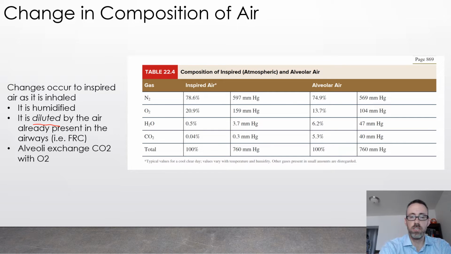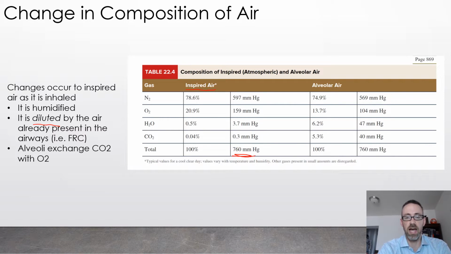So let's take a look at this chart over here. This is showing you inspired air from the atmosphere, and it has the same percentage breakdown that we talked about, right? About 79% nitrogen, 21% oxygen, and so on, for a total of 760 millimeters of mercury. That 760 millimeters of mercury is not going to change, okay? So the pressure stays the same all the way down to the alveoli, but the mixture and the content of that air will change because of the addition of water and CO2 and the loss of oxygen and so on.